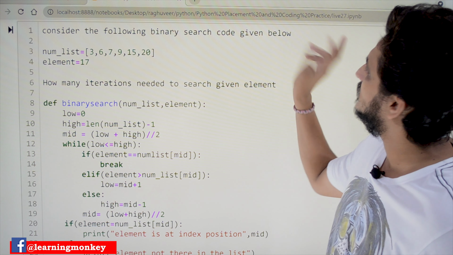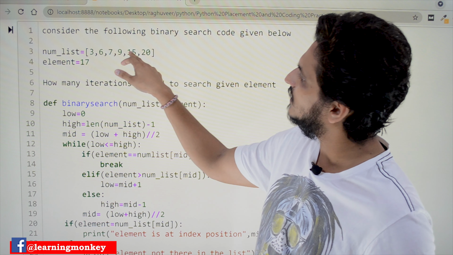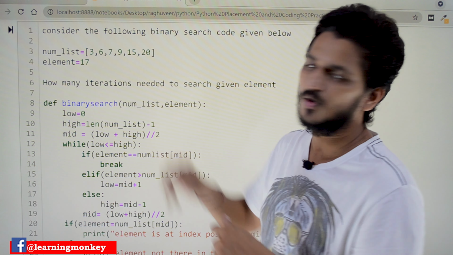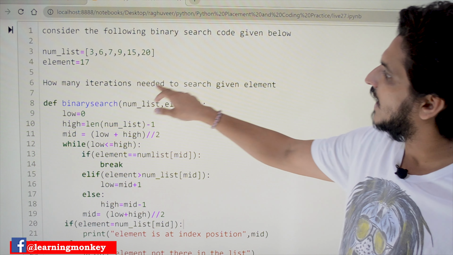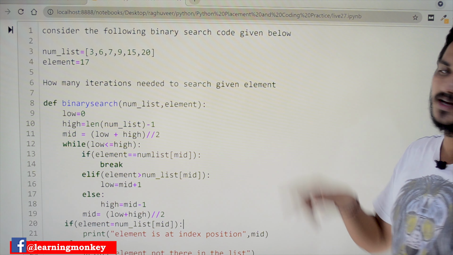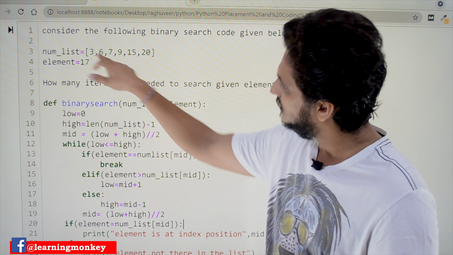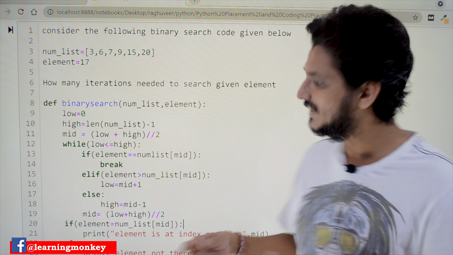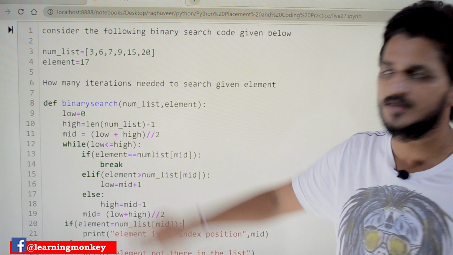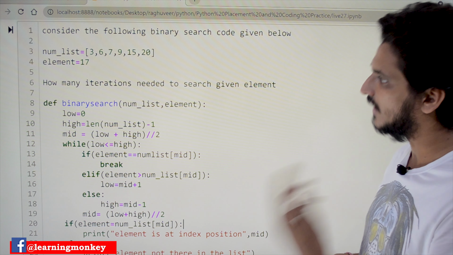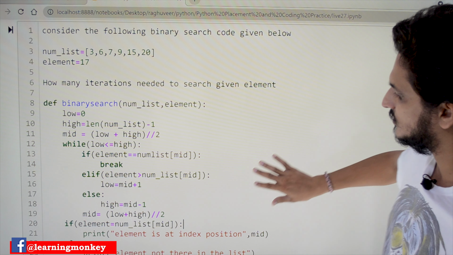Consider the following binary search code given below. This is the list of elements. They are sending it to the binary search function, and element is equal to 7. So how many iterations are needed to search the given element? In order to search the given element in binary search, this is the list of elements. How many times does this while loop have to be executed? That is what you have to identify. So this is our first question.